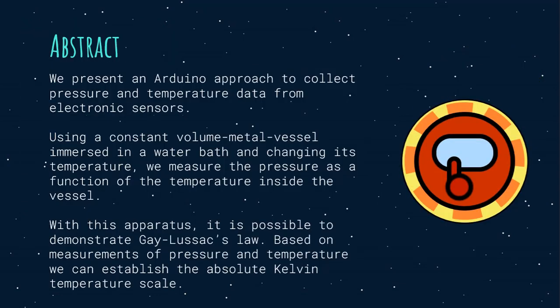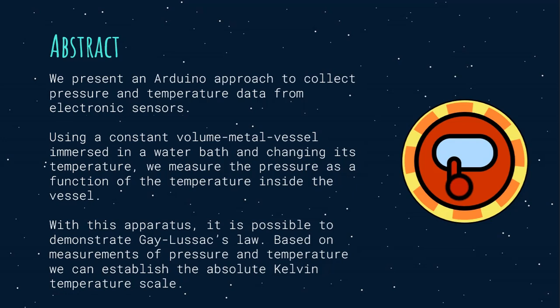Let's start. For the abstract, we presented an Arduino approach to collect pressure and temperature data from electronic sensors. Using a constant volume metal vessel immersed in a water bath and changing its temperature, we measure the pressure as a function of the temperature inside the vessel. With this apparatus, it is possible to demonstrate Gay-Lussac's law, and based on measurements of pressure and temperature, we can establish the absolute Kelvin temperature scale. So this study wants to measure the absolute temperature through a simple experiment using this Arduino sensor.